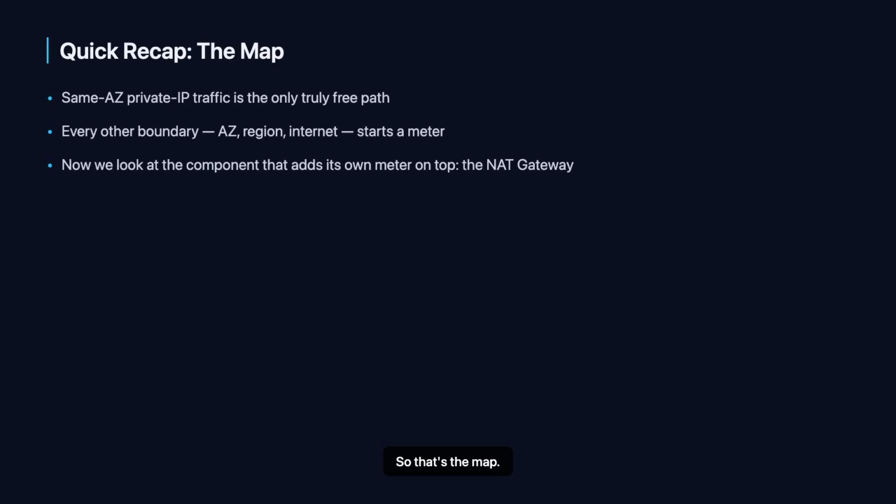So that's the map. Same AZ private IP traffic is the one free path, and every other boundary, zone, region, or internet, starts a meter. Now let's look at the one component that adds its own meter on top of all of that, the NAT Gateway.